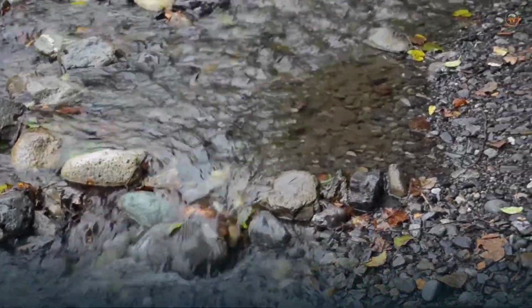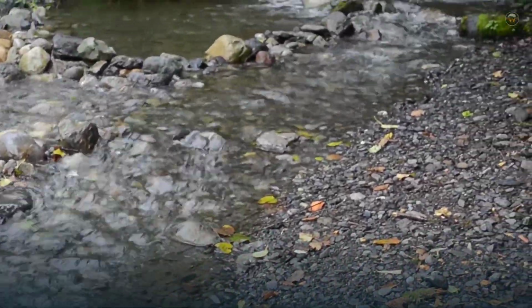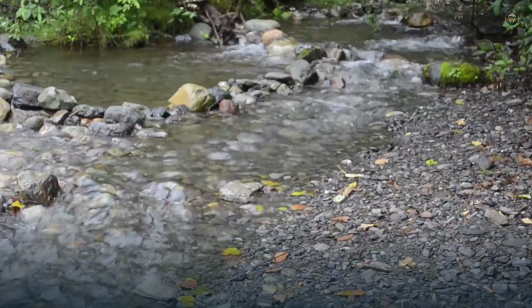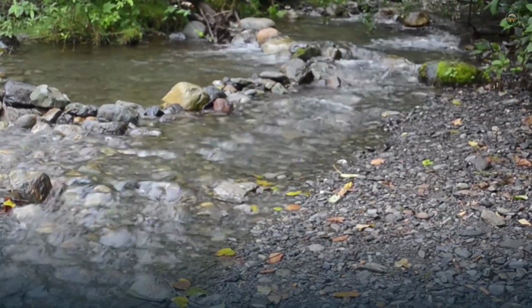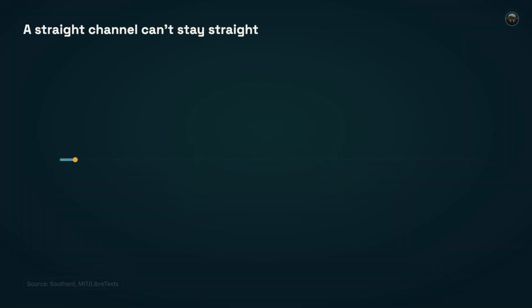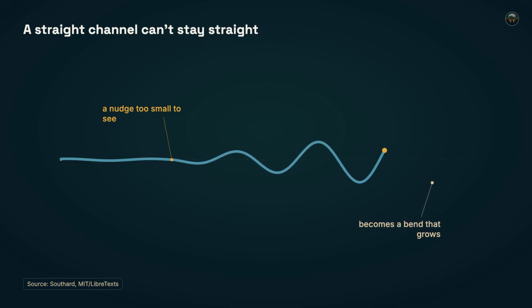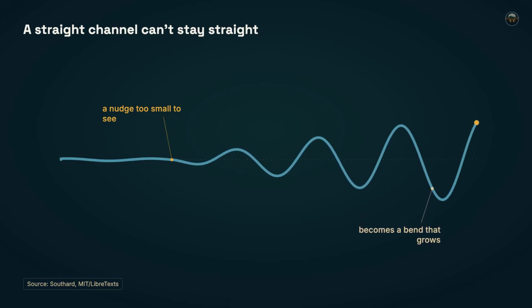But moving water hides a secret. A perfectly straight channel is unstable. Picture a stream running true. Now give it the tiniest flaw, a stone, a soft patch of bank, a gust that nudges the flow. The current leans just slightly toward one side. And here's the trap. Once it leans, it digs.